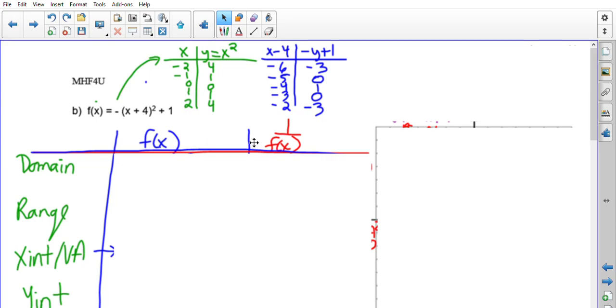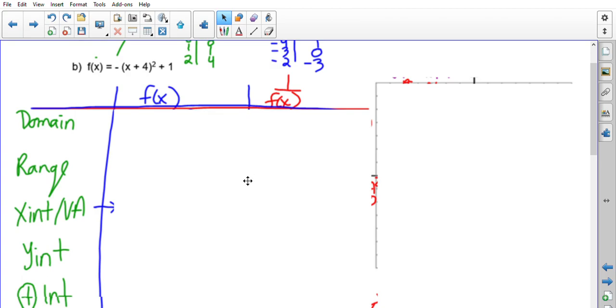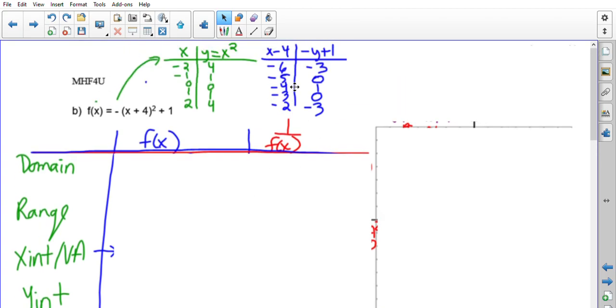and reflected. What's really important here is, and it was nice that we can also see our zeros. So we can see we have zeros on our parabola of negative 5 and negative 3. So go ahead, draw that on your grid.